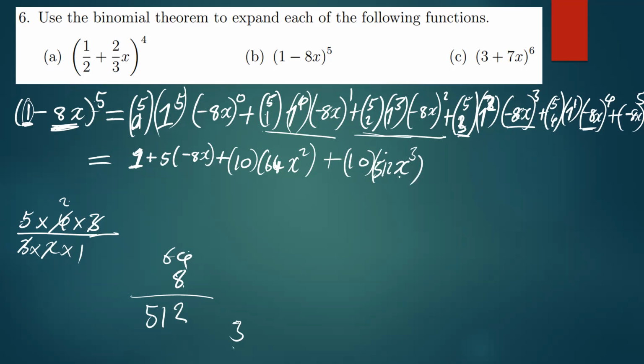Okay, so this is what we have, and then we move on to the next one. So this one is supposed to be negative because the power is an odd number there. So the 512 is supposed to be negative 512. So negative 512. So we move on to the next one. 5 choose 4. The answer is also 5.